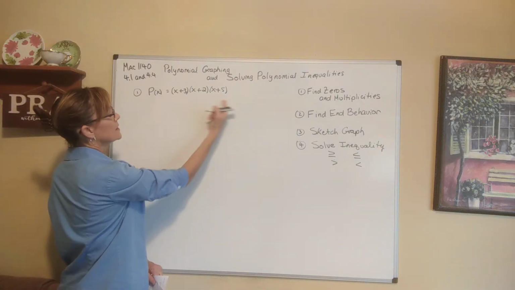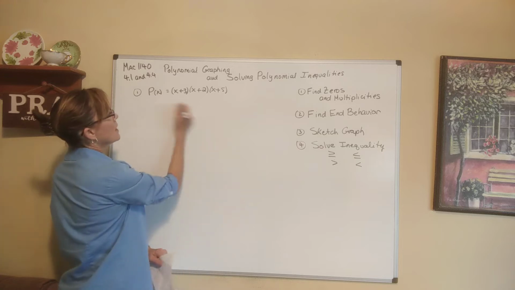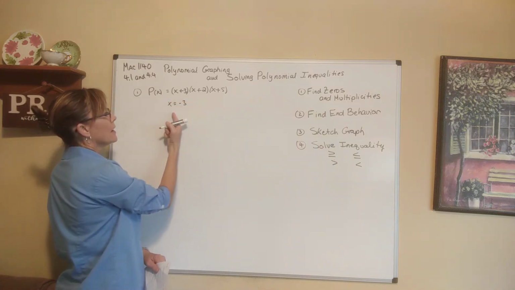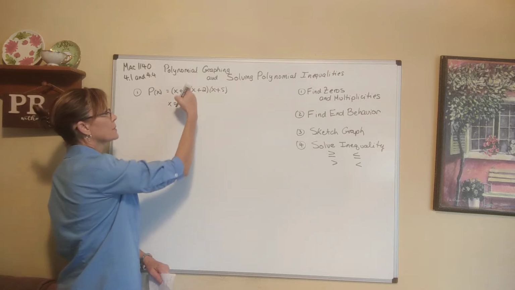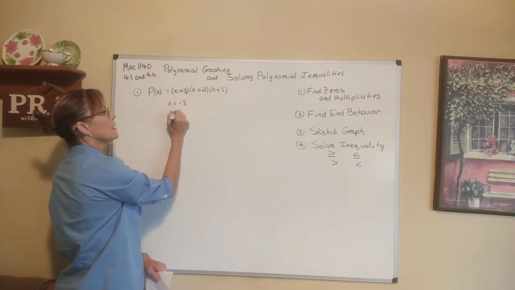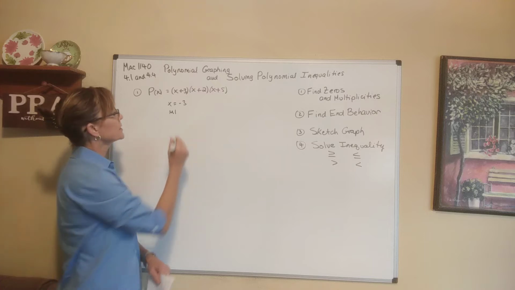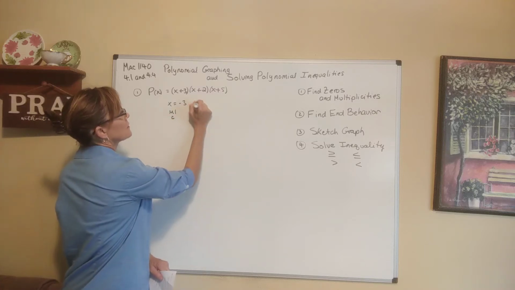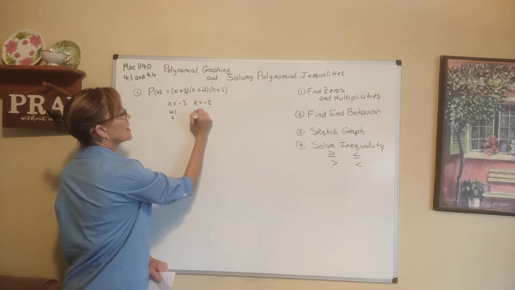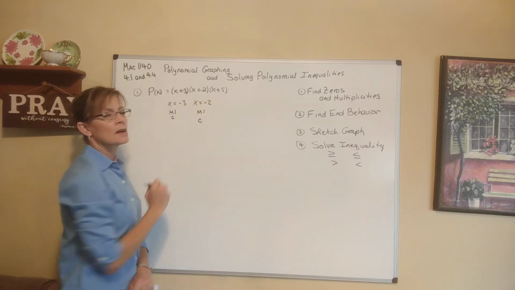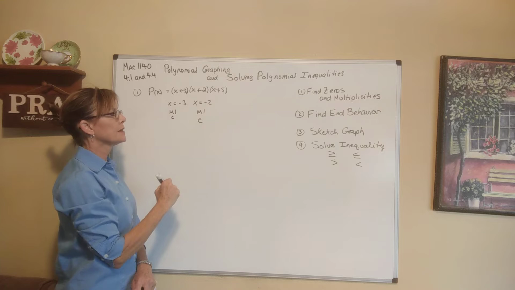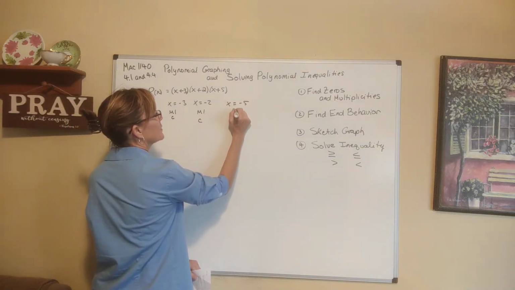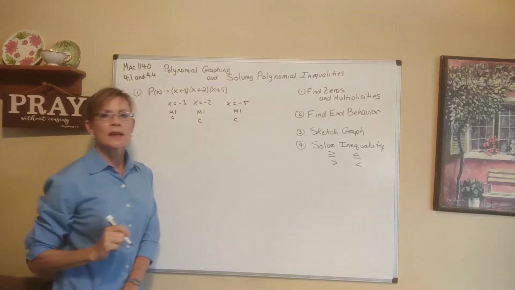If we set this equal to 0 and solve, we would get that x is equal to negative 3. This zero has a multiplicity of 1, which means since it's an odd multiplicity, it will cross at the x-axis. This zero is x equals negative 2. It has a multiplicity of 1. It will cross at the x-axis because the multiplicity is odd. This zero is x equals negative 5. It has a multiplicity of 1, and it will cross at the x-axis.